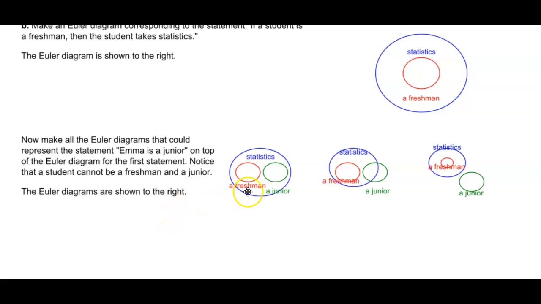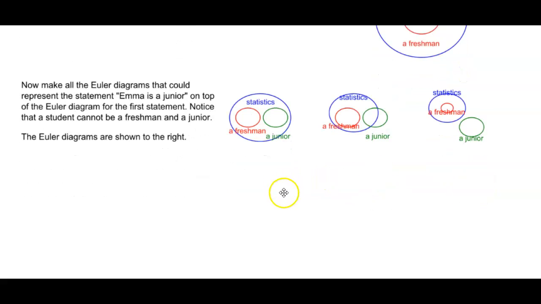Now let's take a look here. So here's one to the right. And again, notice that a student cannot be a freshman and a junior. So here we have statistics, here we have freshman, and there's the junior. We also have statistics here, here's a freshman. We can also have a junior that either is taking statistics or is not taking statistics. And we can also have a diagram where it's all around statistics, the freshman's there, and then all the juniors out here are not taking statistics.